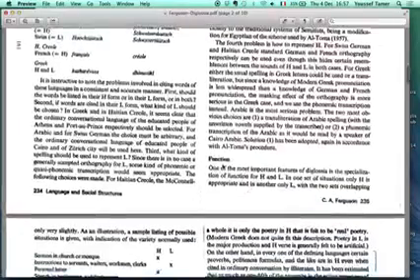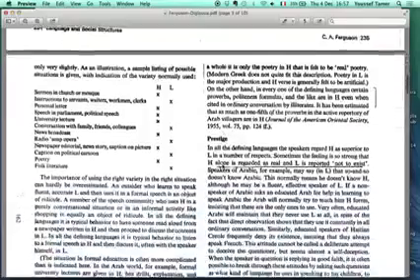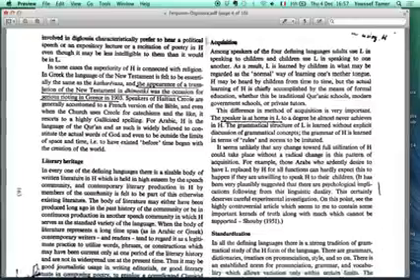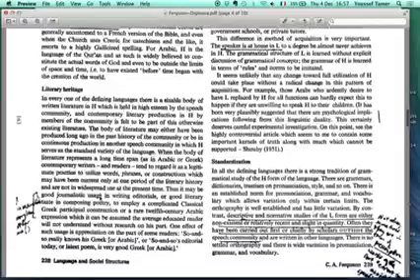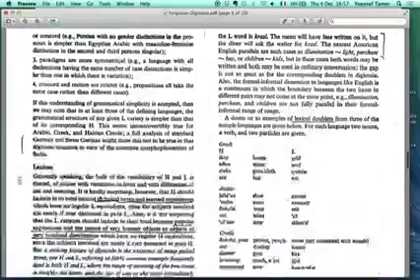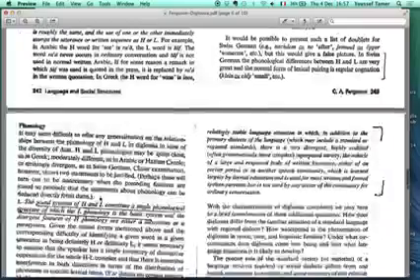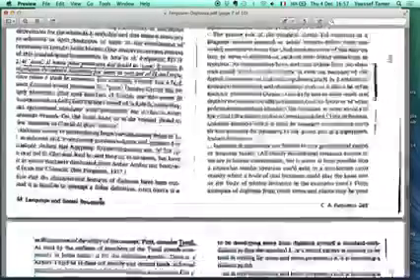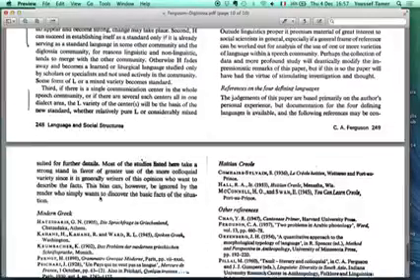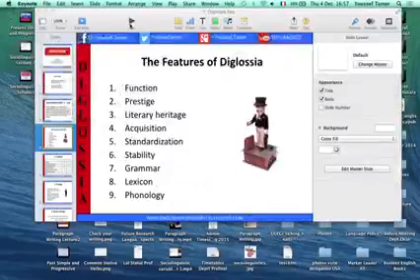Now, you see here the first one, which is called function. Then prestige, then literary heritage, acquisition, standardization, stability, grammar, lexicon, and phonology. Right? So what I did for you is try to take the most important points, but please, for details, do refer to this article, okay? It's one of the basics that you should learn.